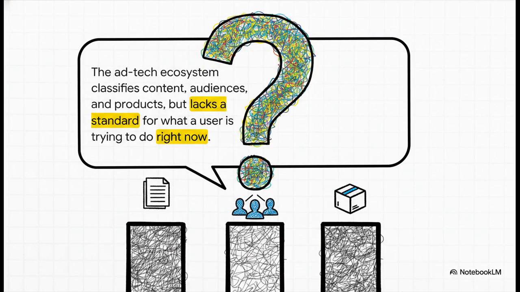And that's the thing, right? Our current ad tech ecosystem is actually really good at some things. It can tell you what a page is about, what kind of audience a user fits into, what products are on the screen. We've got all that down. But the one piece of the puzzle it's missing, the one that really matters for performance, is answering that simple question, what is this person trying to do right now?